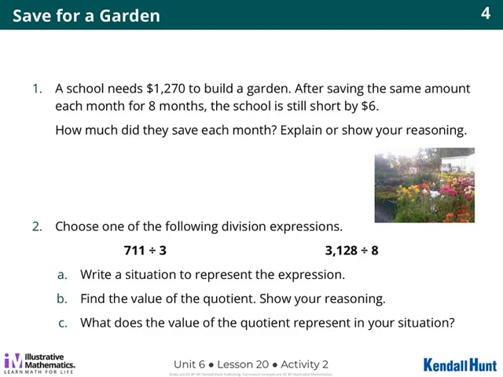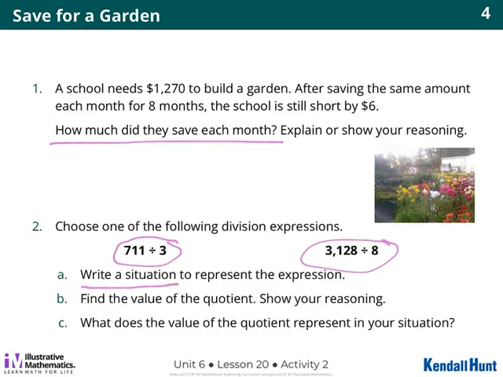Okay. So, activity 2 looks like we've got some more situations. You've got a school that needs to build a garden, and you're looking at how much they saved each month. That'll be interesting. Number 2, it says choose one of these expressions. You're going to write a situation. You're going to make up a story. Can you guys do that? You have examples. You could look at question 1. You could look back at activity 1.